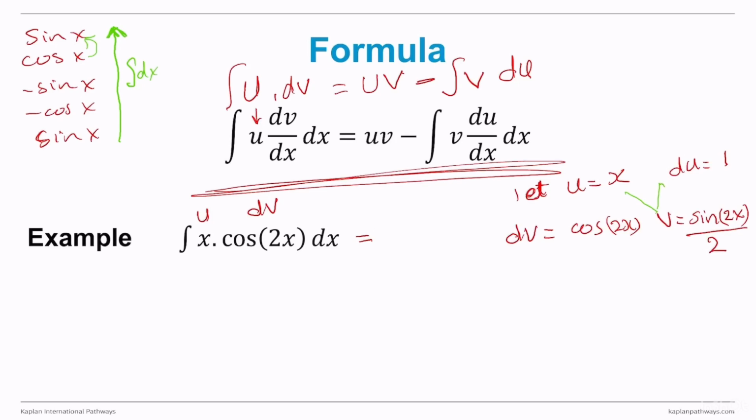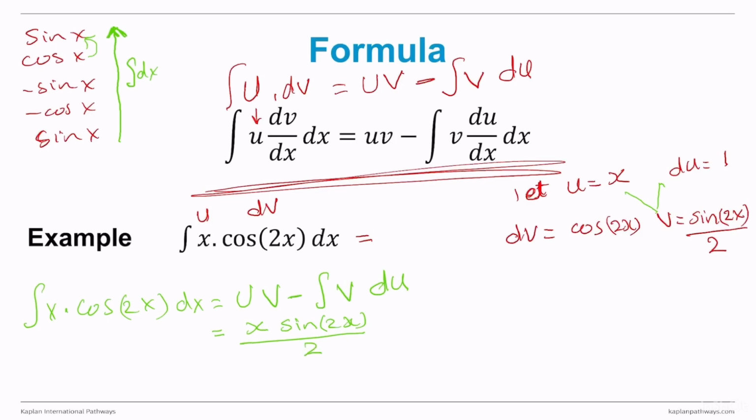Okay, so the integral of x cosine 2x dx equals uv minus the integral of v du. So u is x and v is sine 2x over 2, so that's x sine 2x over 2, that's uv, minus the integral of v, which is sine 2x over 2, that's v, du is 1 dx.